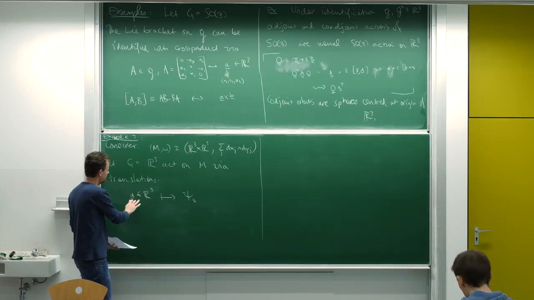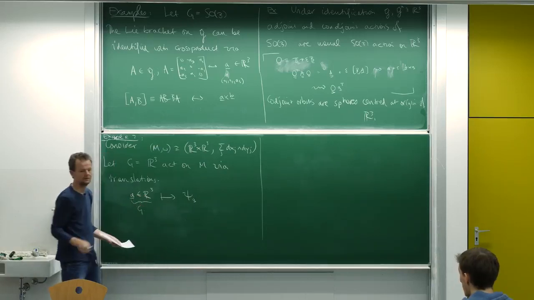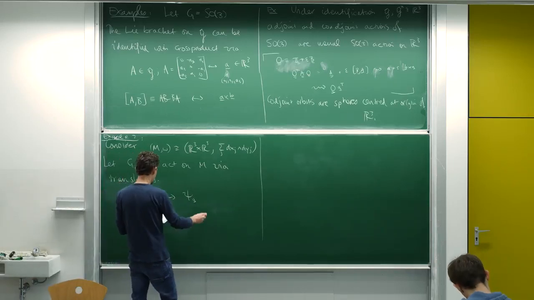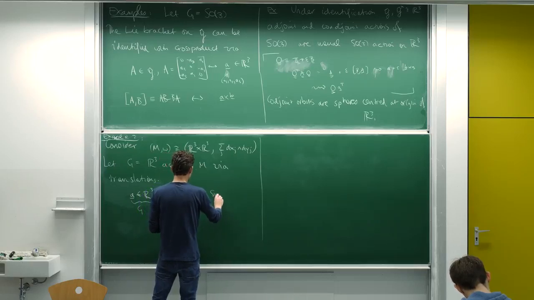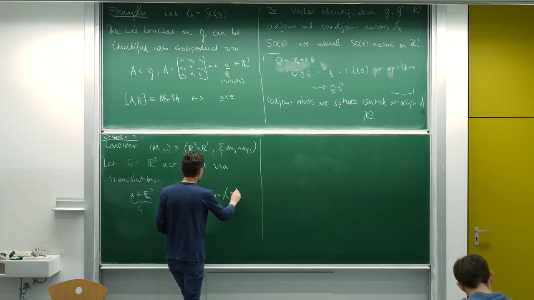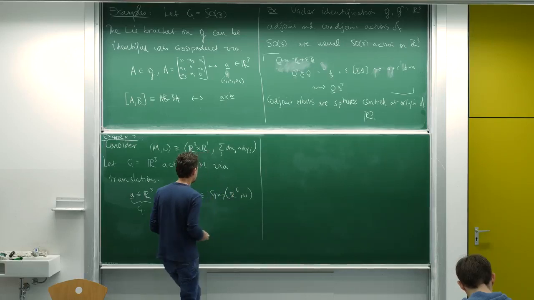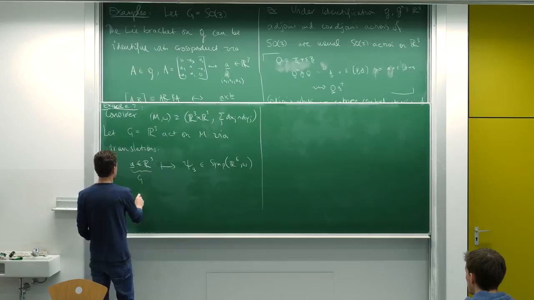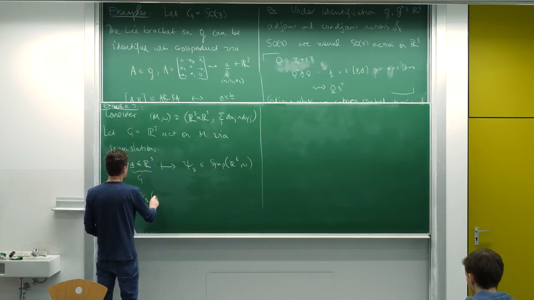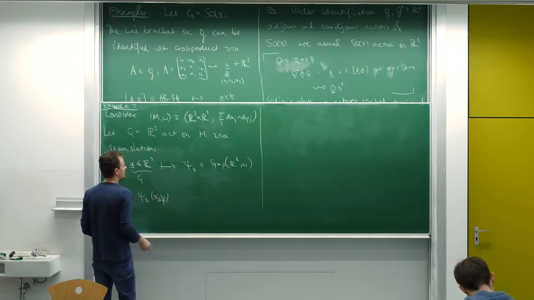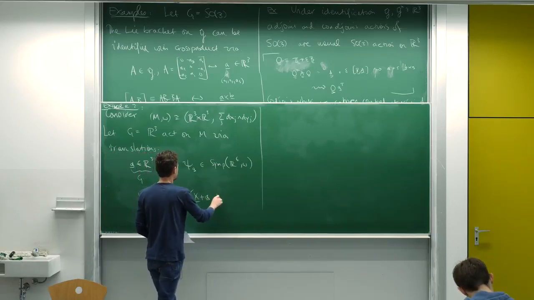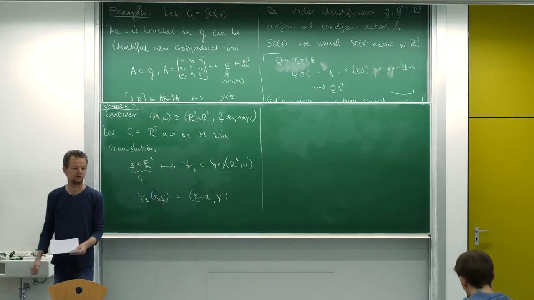So associated to every three vector in R3, so this is our group, we get a corresponding symplectomorphism psi A. And how does that symplectomorphism act? Well, you give it a point in the manifold R6, and it gives you back a point in the manifold R6. Namely, just translate by A.